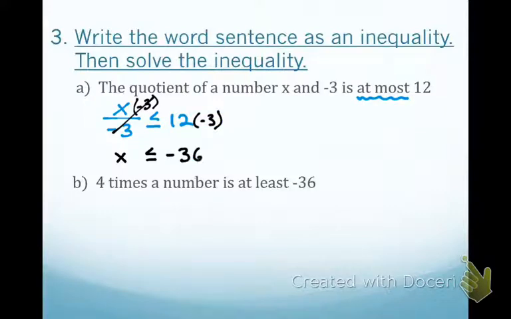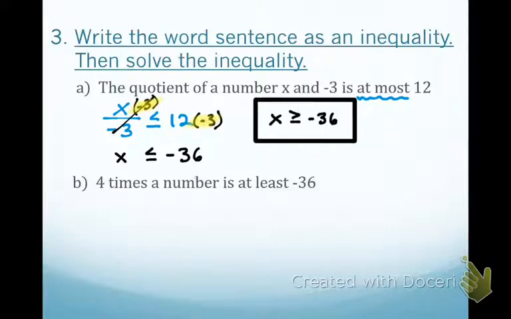Negative 36. Then always ask yourself this question. Was the last thing you did multiply or divide by a negative number on both sides? Yes or no, class? Yes, look, I multiplied by negative 3 on both sides. So what do I have to do? I must flip the symbol. Instead of saying less than or equal to, it must say greater than or equal to negative 36.